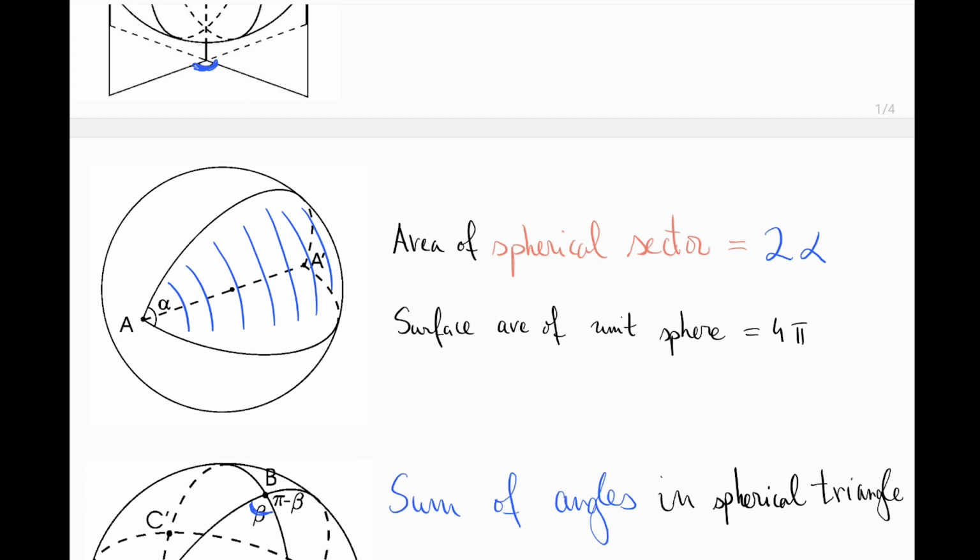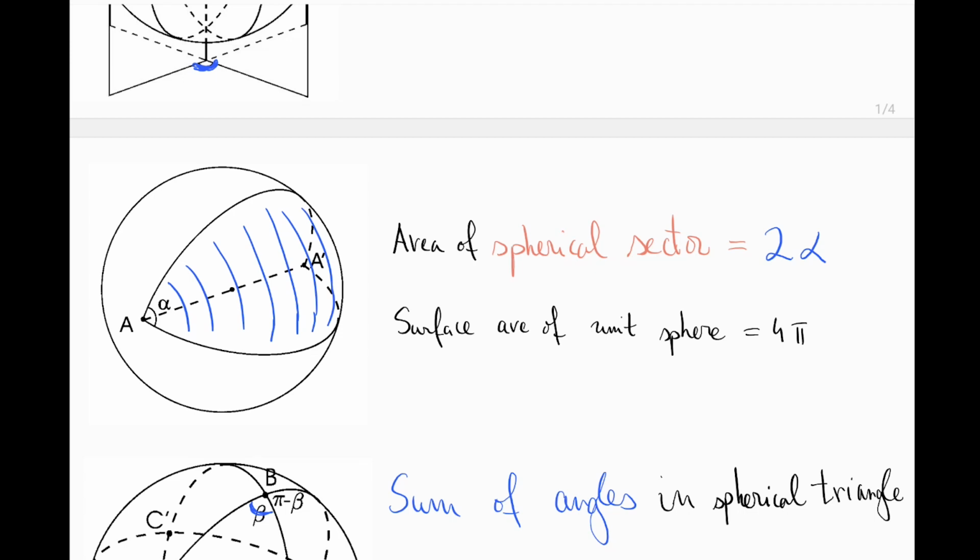So what you immediately realize is that whatever the area is, right, of this blue shape that I indicated here, it's going to be proportional to the angle of the spherical sector. So in this case, it's alpha, right?